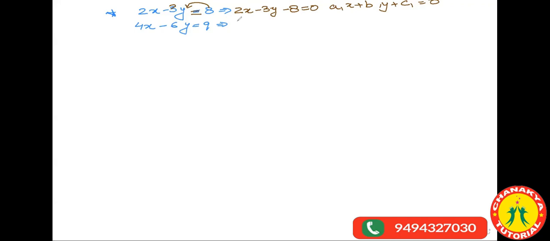In the same way we will make it. Here we will shift 9. So it will be 4x minus 6y minus 9 is equal to 0. Yes. Very good. Now it is clear na, beta? Yes, ma'am. This is the second equation. Good, beta.